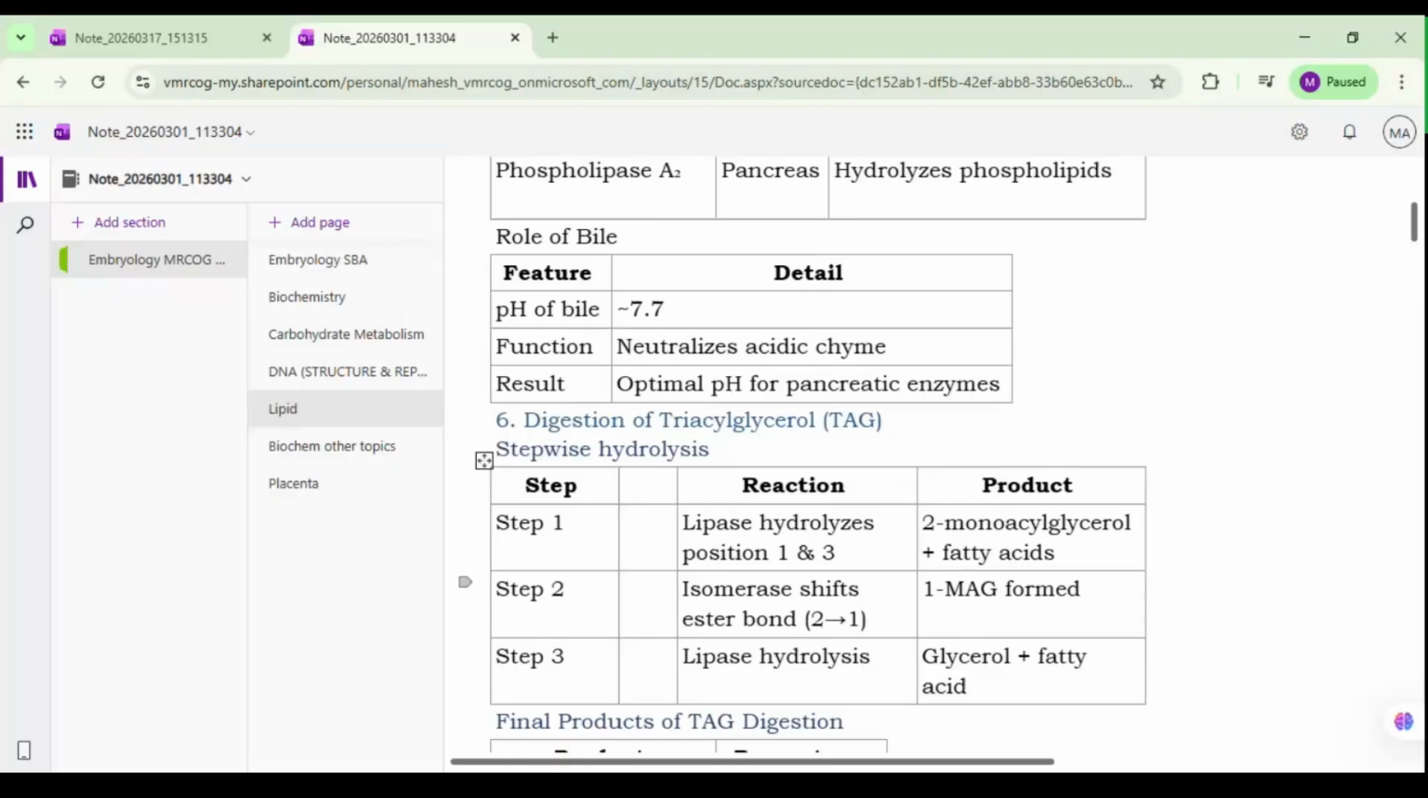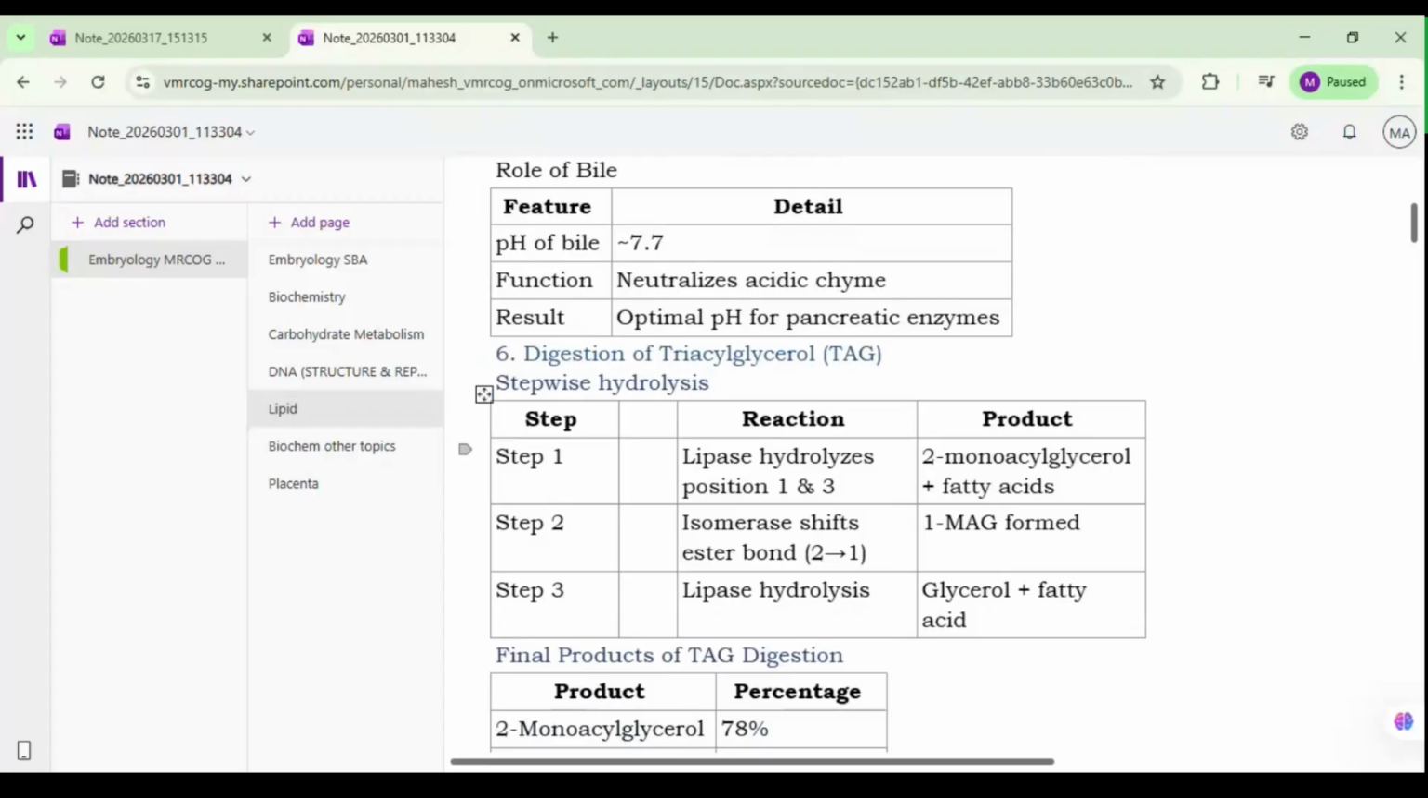But still, this fatty acid at position 2 will remain. Then comes the isomerase enzyme in action. What they do, they shift the ester bond from position 2 to position 1, because position 2 is not accessible. So you get a 1-MAG formed, and finally again lipase will hydrolyze this 1-MAG. You get glycerol plus fatty acid. So ultimately you are getting formation of the glycerol and fatty acid.